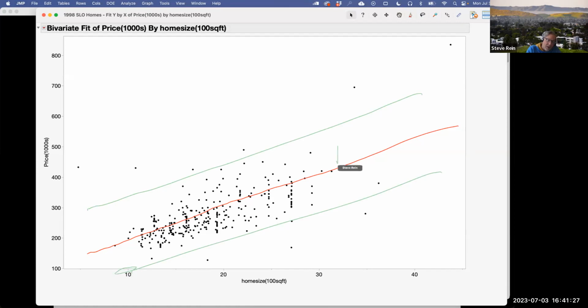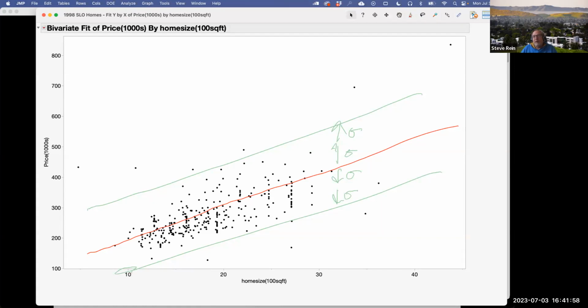And if I go up 1, 2 standard deviations, sigma up and another sigma up, sigma down and another sigma down, that should capture about 95% of the actual data values. So it's a measure of spread of the data values around the trend line. How much variability is in their prices for homes that are 2,000 square feet? Or how much variability is there in prices of homes that are 1,400 square feet?